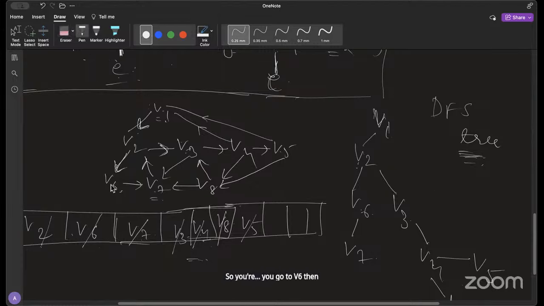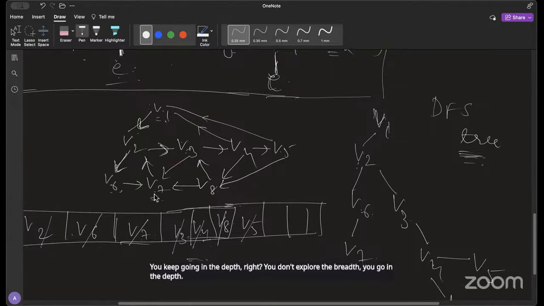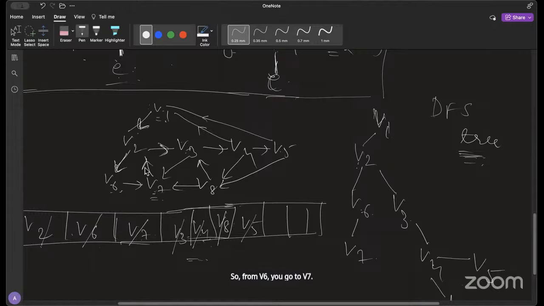And after V6, you keep going in the depth, right? You don't explore the breadth, you go in the depth. So from V6 you go to V7. And after V7 you have to go to V2. But V2 has already been visited. So you're not supposed to write V2 here again, because it's already visited. So from V2, V6, V7. Now here is the end, right? So you trace back to V6, then you trace back to V2, and you don't trace back to V1 yet.